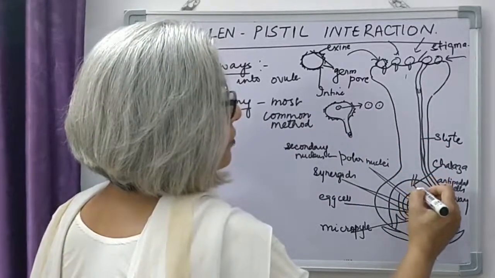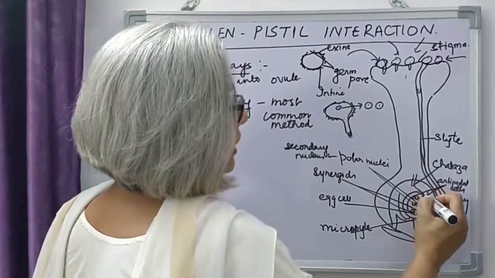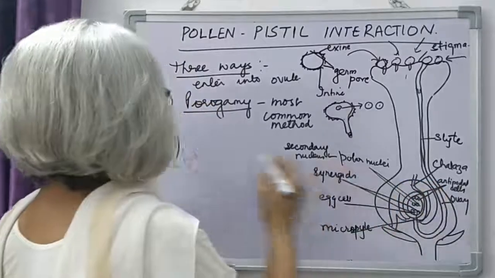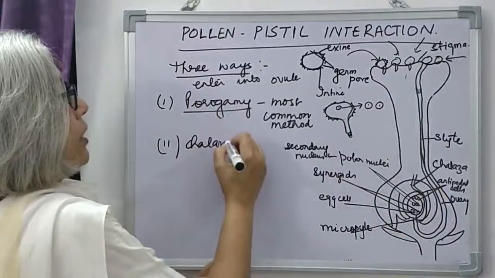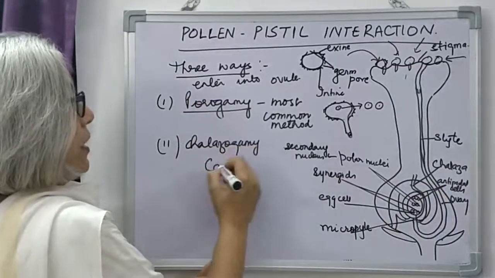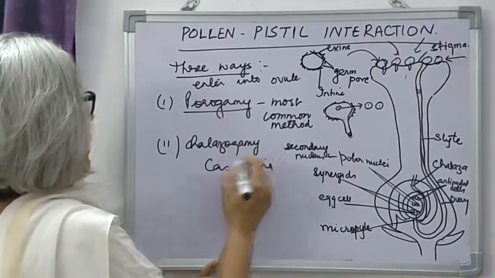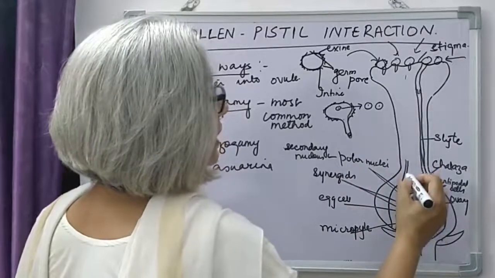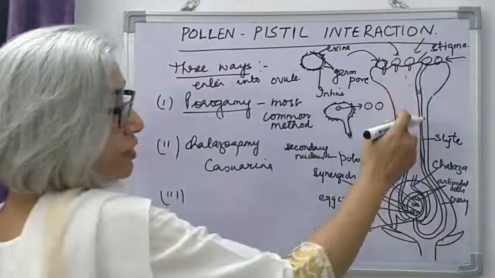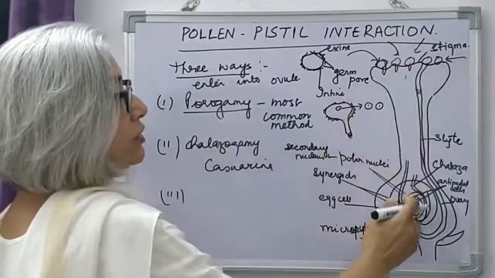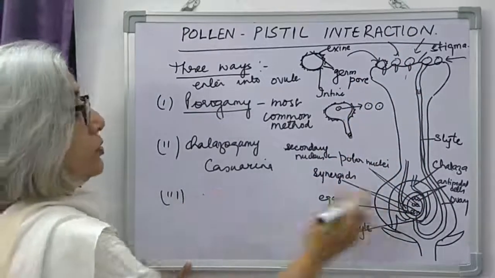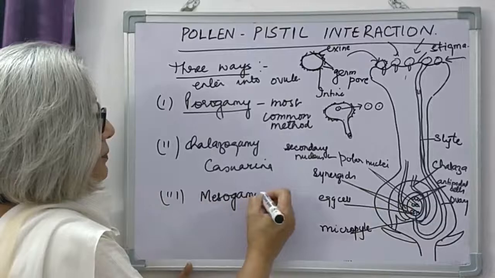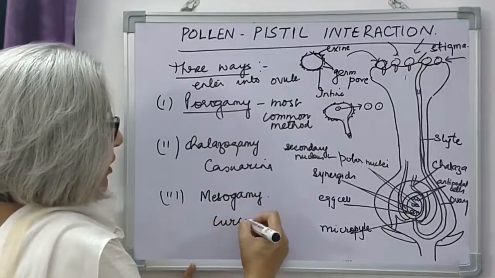If the pollen tube enters through the chalaza and then reaches the embryo sac from here, that is called chalazogamy. This is seen in Casuarina. And the third is when the pollen tube enters through the integuments like this, germinates from the stigma, moves through the tissues of the style and enters the ovule through the integuments, which is called mesogamy. This is seen in cucurbits.